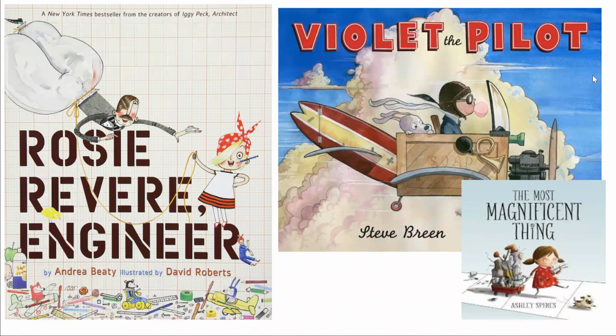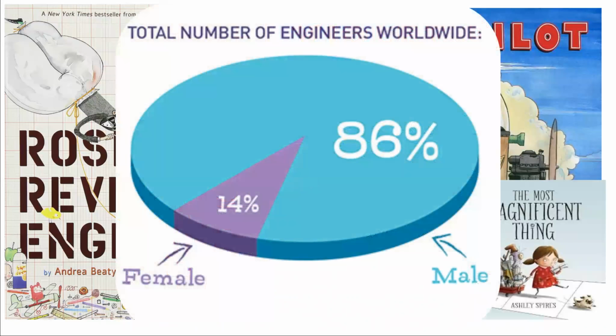So Rosie the Riveter, Violet the Pilot, and The Most Magnificent Thing are all great books for introducing engineering to students. And I also want to highlight, just like Molly, each of these are examples of females doing engineering. For so long, there's been a disproportionate ratio of male to female engineers. And when you think about it, engineers are designing and creating things used by all of us.